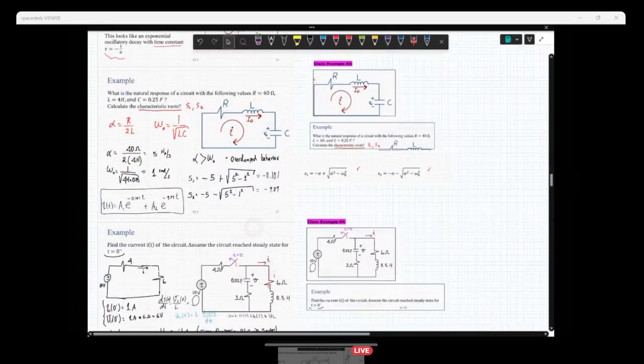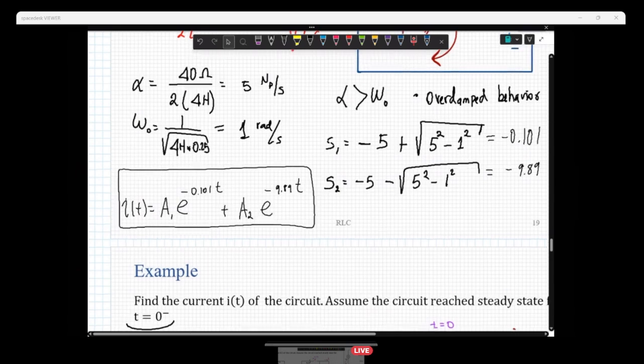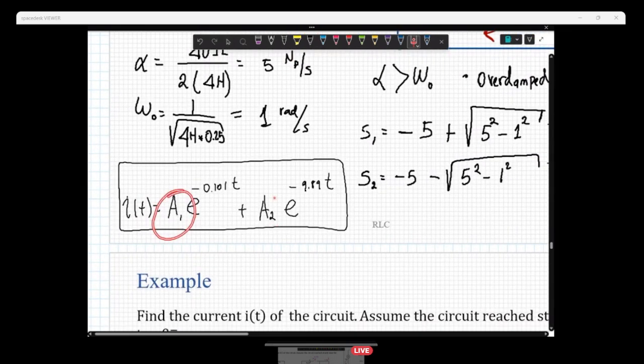What was the difference of them? Like, oh, we'd have to solve for them. Okay, for this one we don't have to do anything because we don't have to solve for A1 and A2. If we have to solve for them, we're going to need 2 equations.